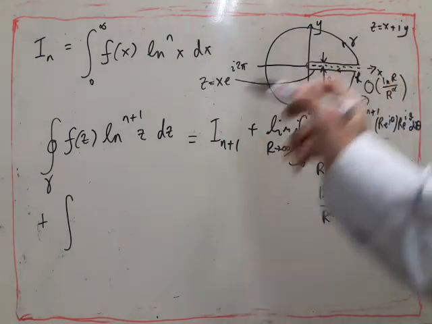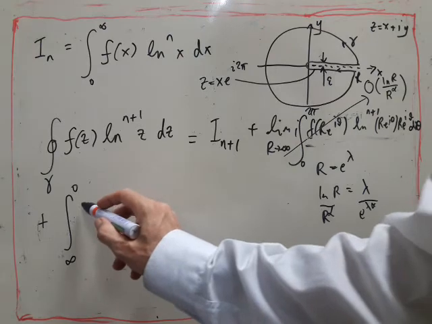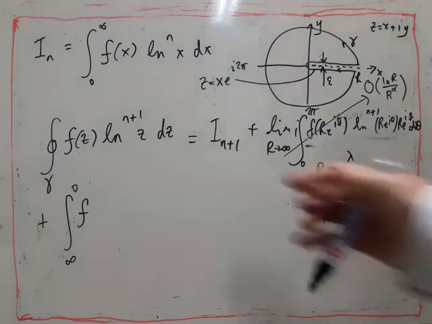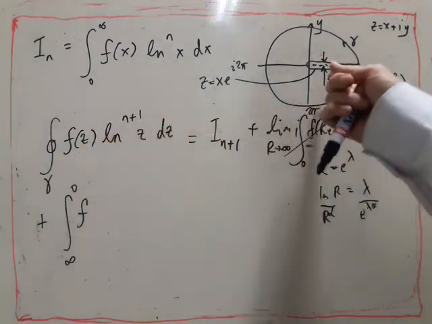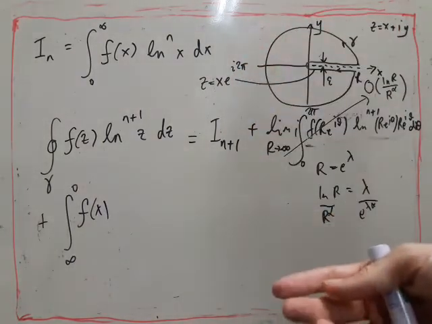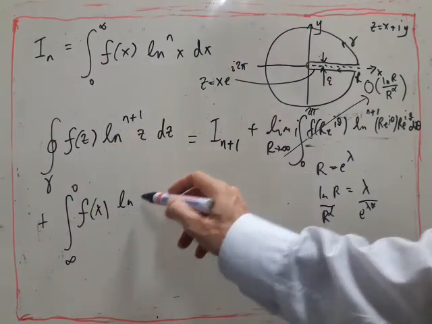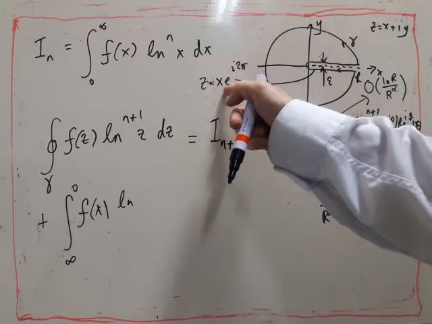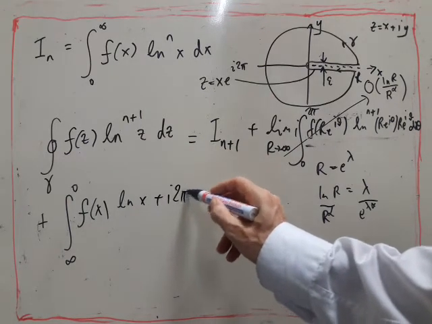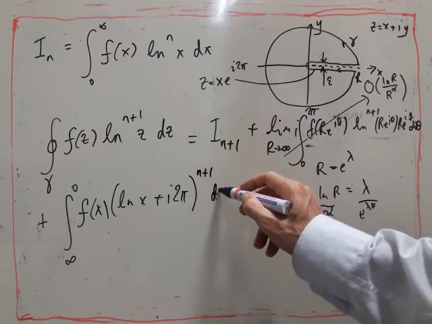the integral from infinity to 0. Now remember this has no branch cuts, so we can just replace the z by x if there are no branch cuts. So the e to the i 2 pi is just 1, no problem with that. But then when we do this, we're going to have log of x e to the i 2 pi, which gives you log of x plus i 2 pi. And all of that is raised to the power n plus 1. And this is now dx.